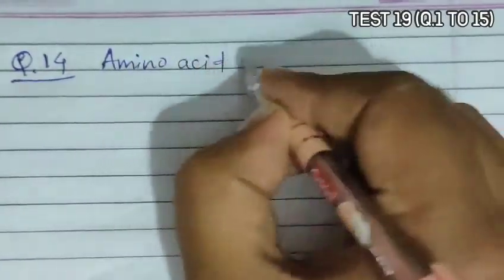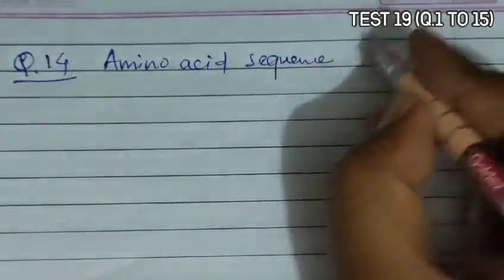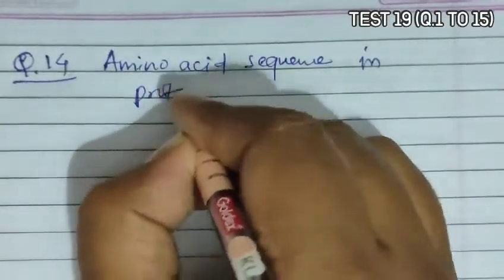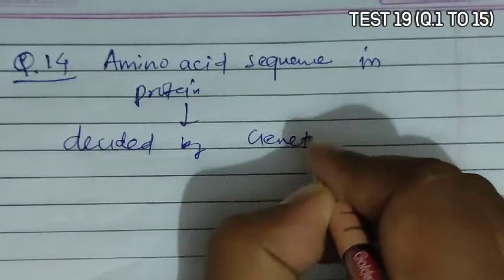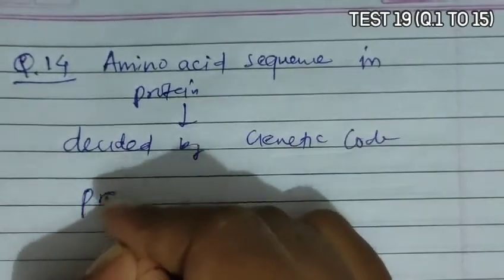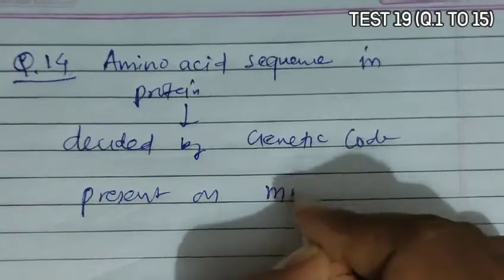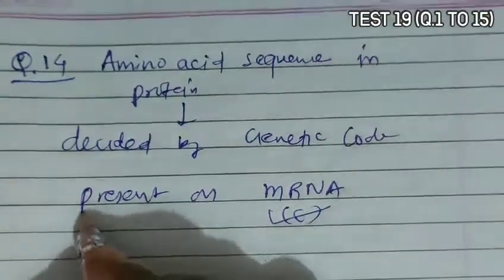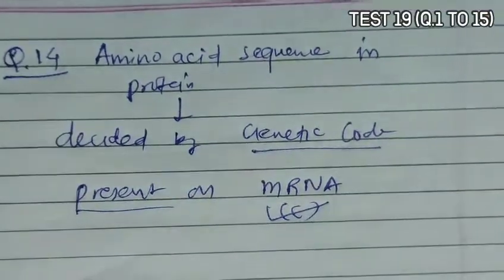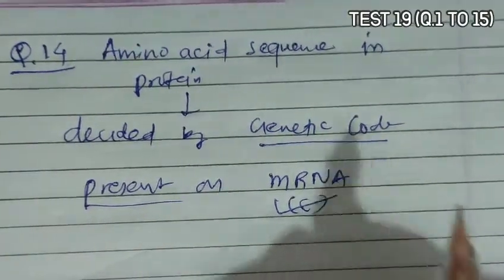Question 14 asks that the amino acid sequence in protein synthesis is decided by the genetic code present on mRNA. So mRNA, C, is the correct answer, and this mRNA has a genetic code in the form of a triplet code that is responsible for defining the amino acid sequence on the protein. So mRNA is the correct answer.